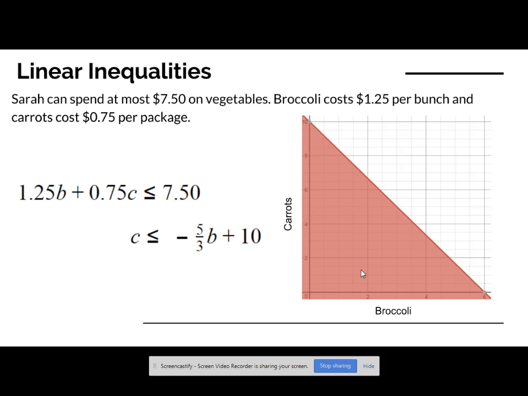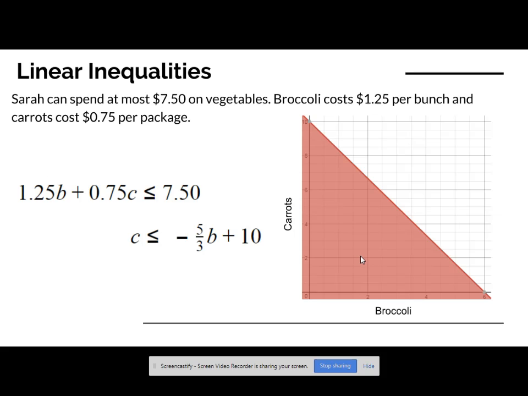If you have $7.50, you can't spend anything up here. You can't spend or buy an infinite number of carrots or an infinite number of broccoli. It wouldn't make sense to shade above the line because you'd be going to infinity, and that'd be a lot of carrots. And so we want to have below the line.